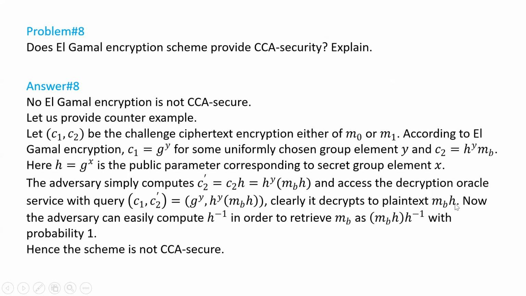So with the knowledge of MBH and then computing the value H inverse, it can easily retrieve MB as MBH times H inverse. Okay, so H dot H inverse is nothing but the identity element, and MB times the identity element gives MB itself. So you get back MB with probability 1 in fact. So this is how you can easily find out the underlying plaintext MB given some challenge ciphertext C1, C2. So this is how we can say that the ElGamal encryption scheme is not CCA secure.